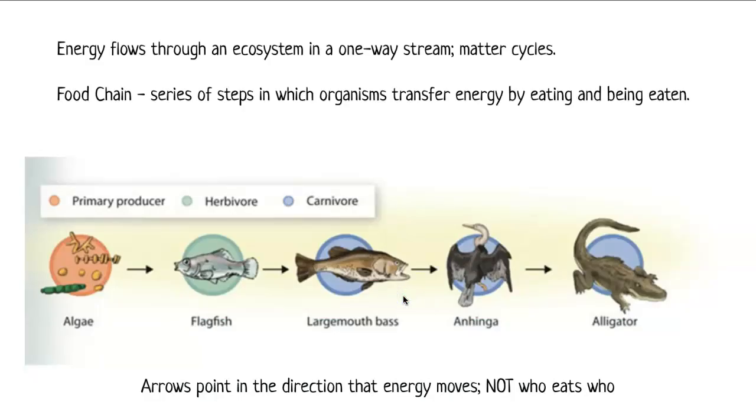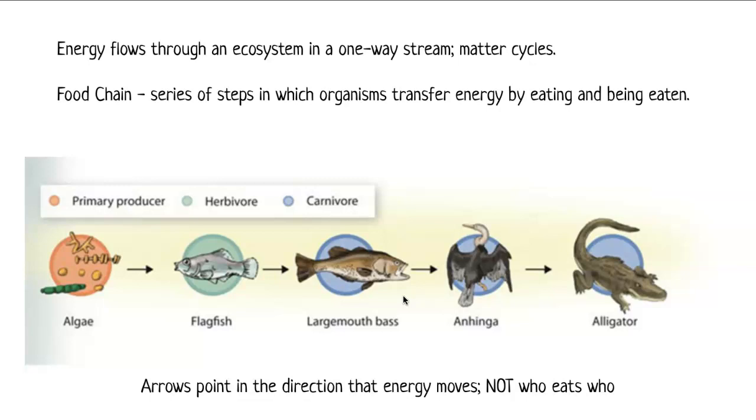So if we look at this food chain that you see on your screen, energy flows through an ecosystem in a one-way stream, okay? One-way direction, like a one-way street. And if you recall the biogeochemical picture of the water wheel, the water was energy flowing in one direction, okay? And the wheel was the matter. The matter is what cycles. Energy flows, matter cycles.